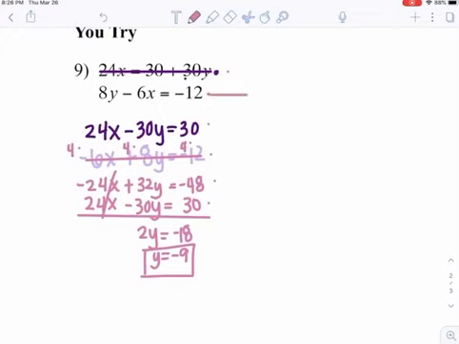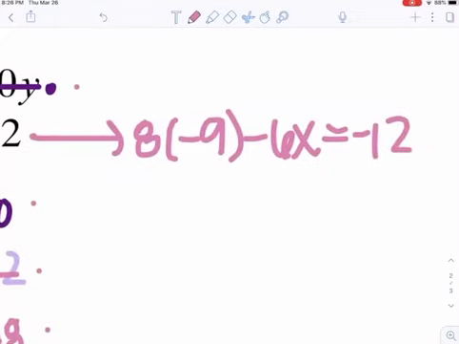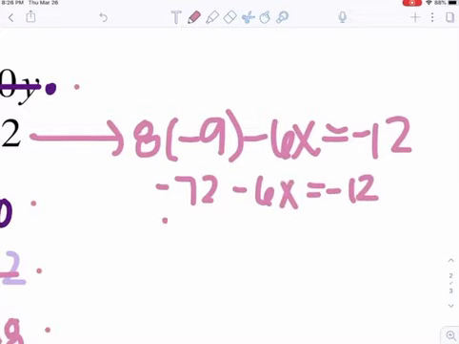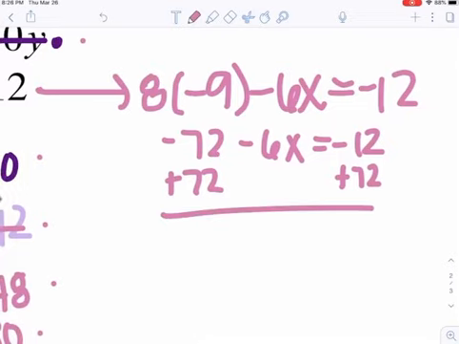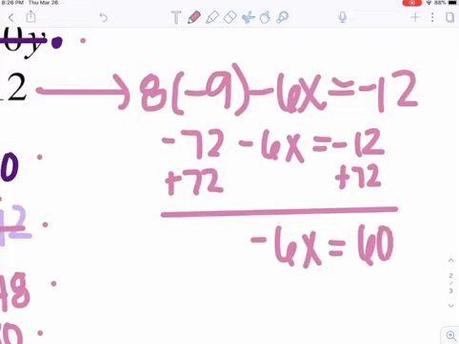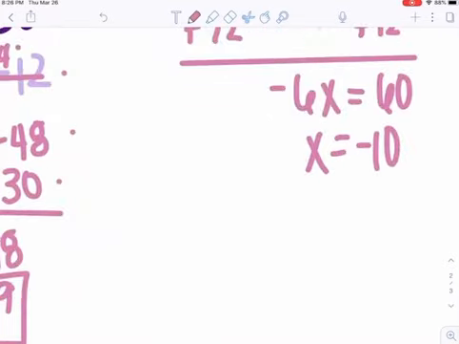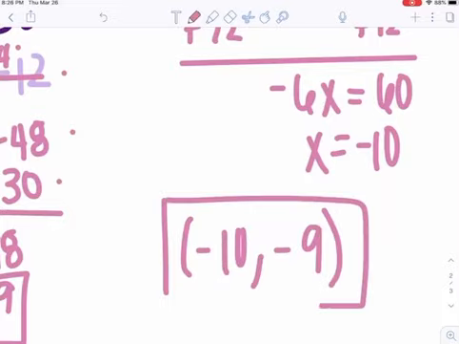Let's just plug it into this one. So I get 8 times -9 minus 6x equals -12. So -72 minus 6x equals -12. Add 72. So -6x equals 60. So x equals -10. Okay, so my final answer is -10, comma, -9.